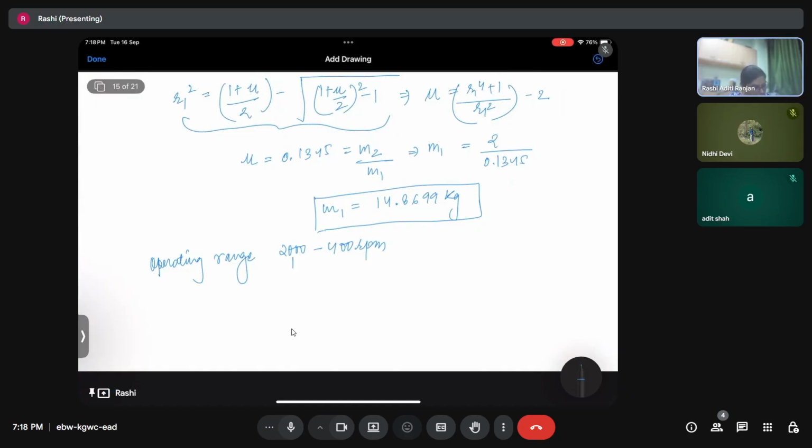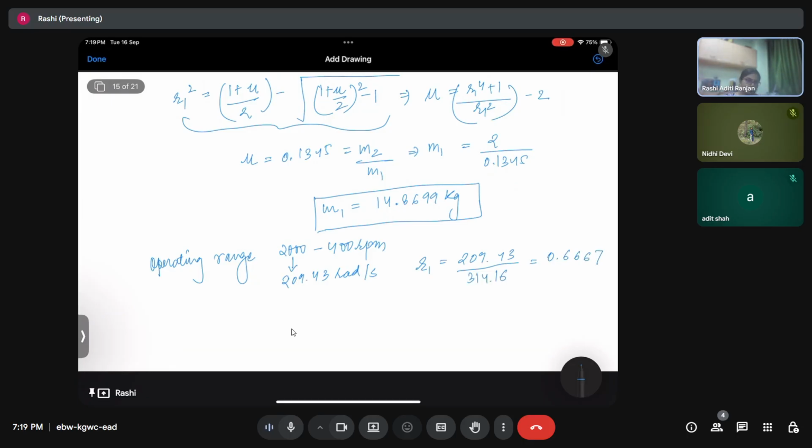So for 2000 RPM, if we convert it into radians per second, it will come out to be 2000 by 60. The final value I'll write is 209.43 radians per second. So R1 is 209.43 divided by 314.16, which is 0.6667.